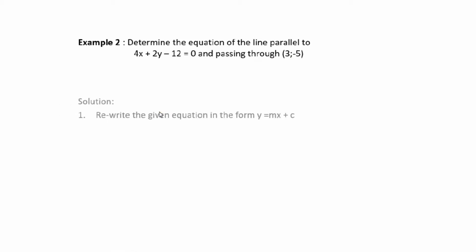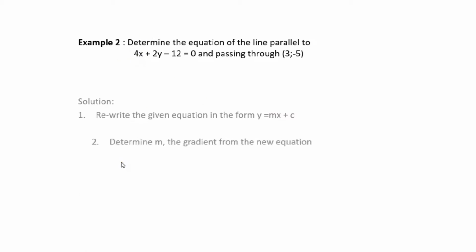In the solution, we first have to rewrite the given equation, 4x plus 2y minus 12 is equal to 0, in the form y is equal to mx plus c. We need to do this because from this general form of the linear equation, we can conclude that the coefficient of x would be the gradient of that line. In this case, we cannot take 4 and assume that it is the gradient of that line. We have to rewrite this equation in this new form.